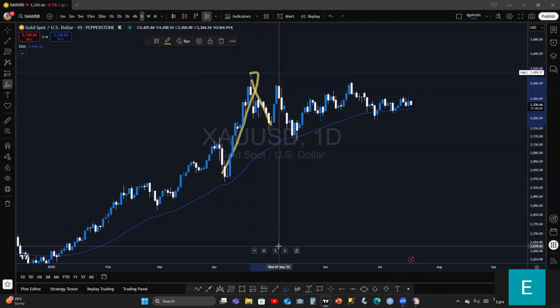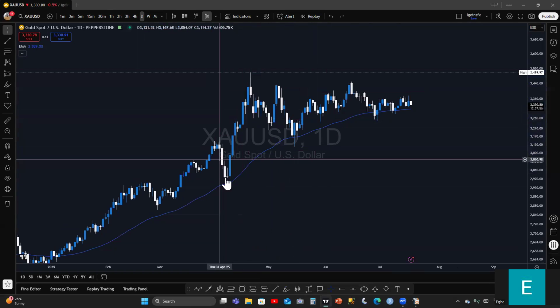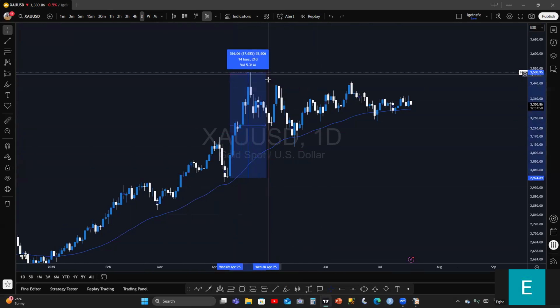So if you want to check the duration, for example, from here to this point, you see. Okay, 14 bars. That means 21 days. You can see, it's telling you between here and this point, 21 days. Do you understand? Yes.